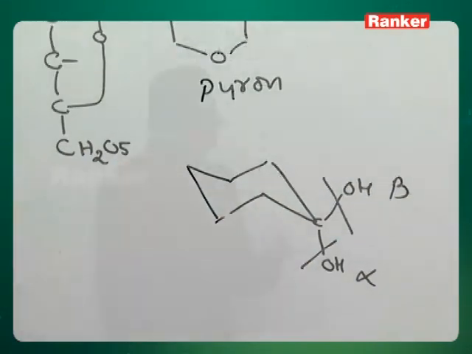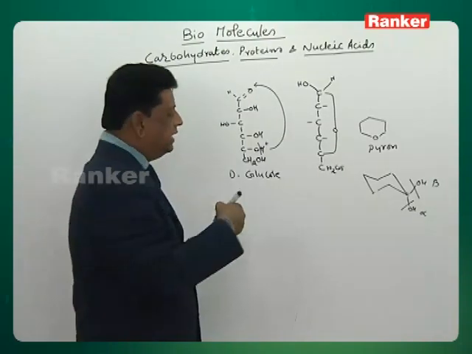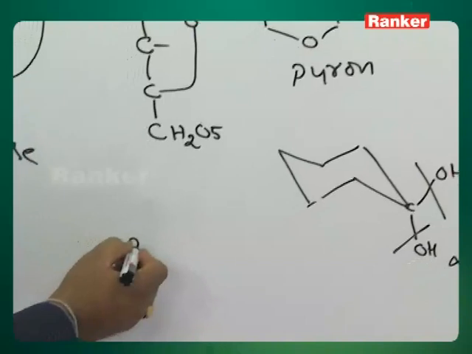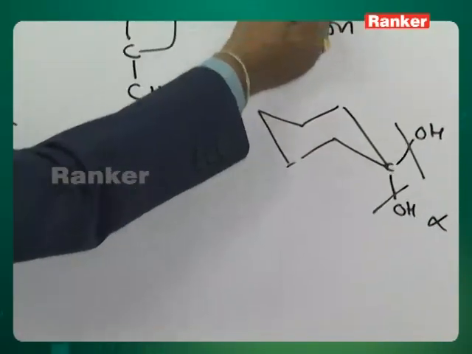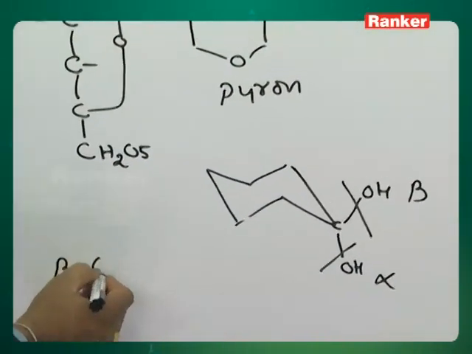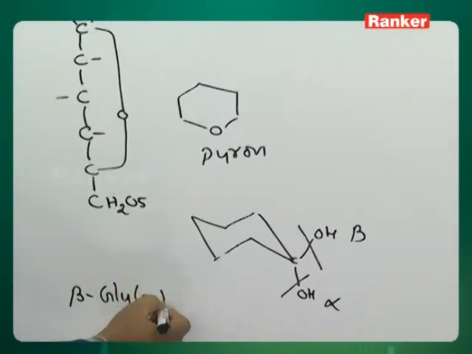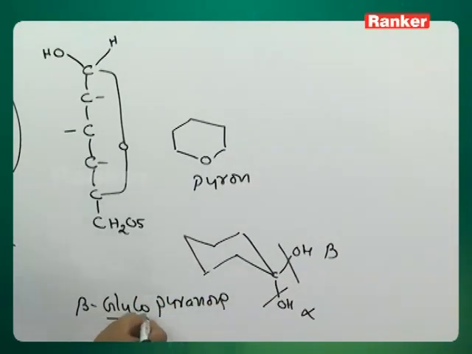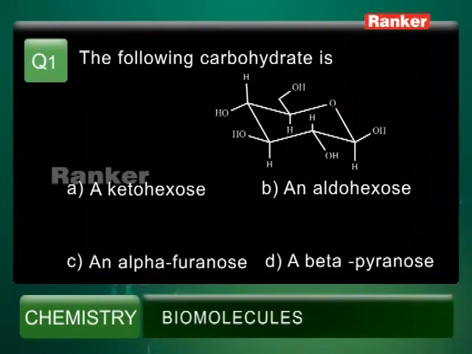Right now the OH is on the upper side, so therefore it is beta. Pyran type, therefore beta glucopyranose. The gluco part refers to the name, but it is a pyranose. In general, it is a beta pyranose. So option D is the right answer, therefore.